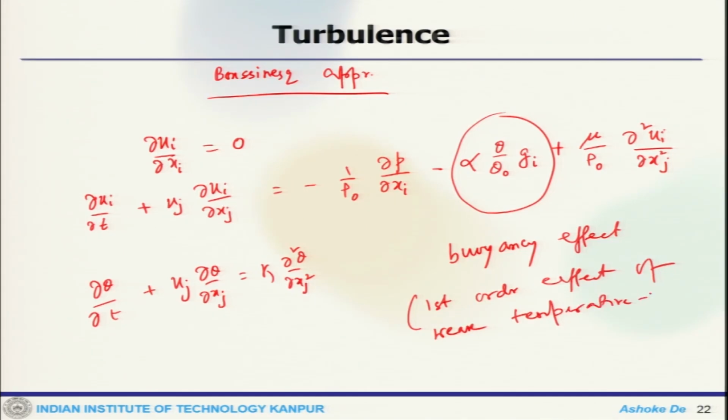So, this is the first order effect of weak temperature induced density variation. So, when the density is dependent on temperature, due to that you get to see some variation in the momentum equation. So, we will stop here and continue the discussion in the next lecture.